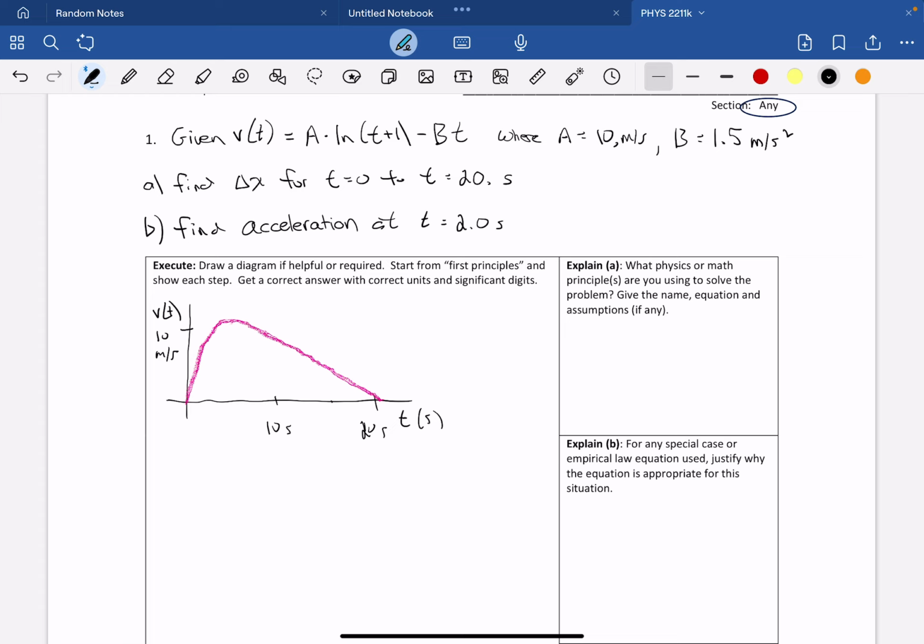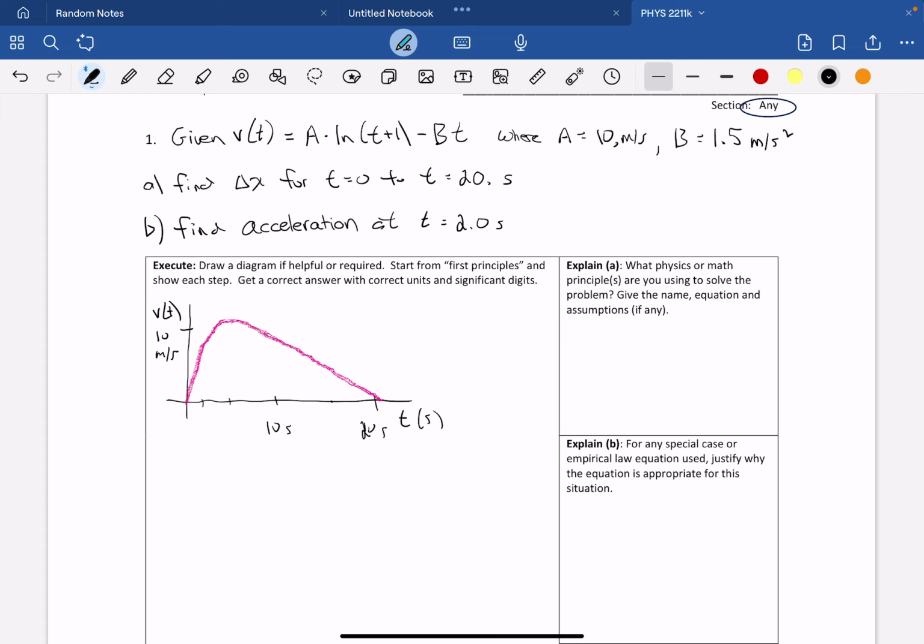Also, it asked me to find the acceleration at t equals 2 seconds, which, if that's 5 seconds, 2 seconds is about right here. And it looks to me like it's still speeding up at that point, so I am expecting a positive acceleration. All right, we don't have to draw the graphs, but I find it useful in understanding what I'm looking for.